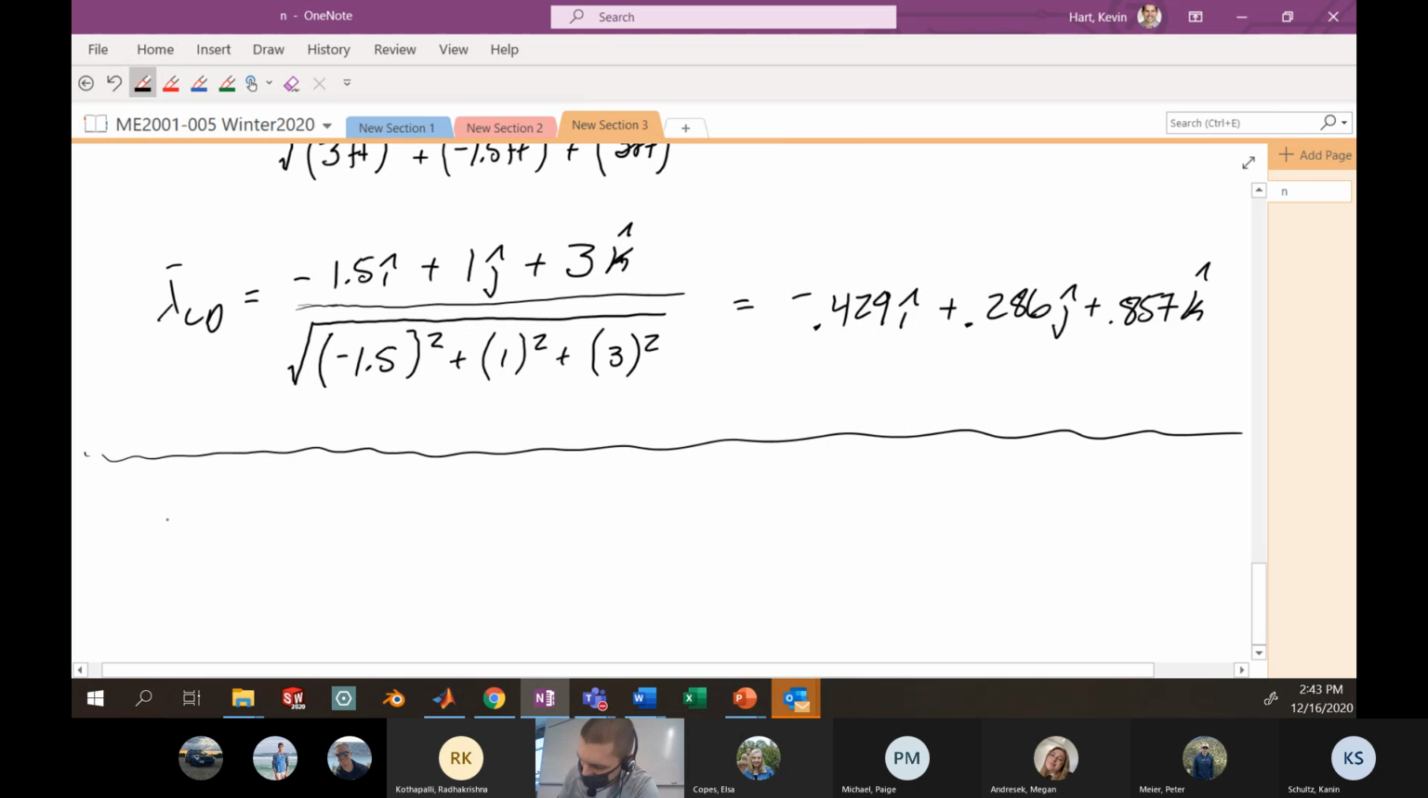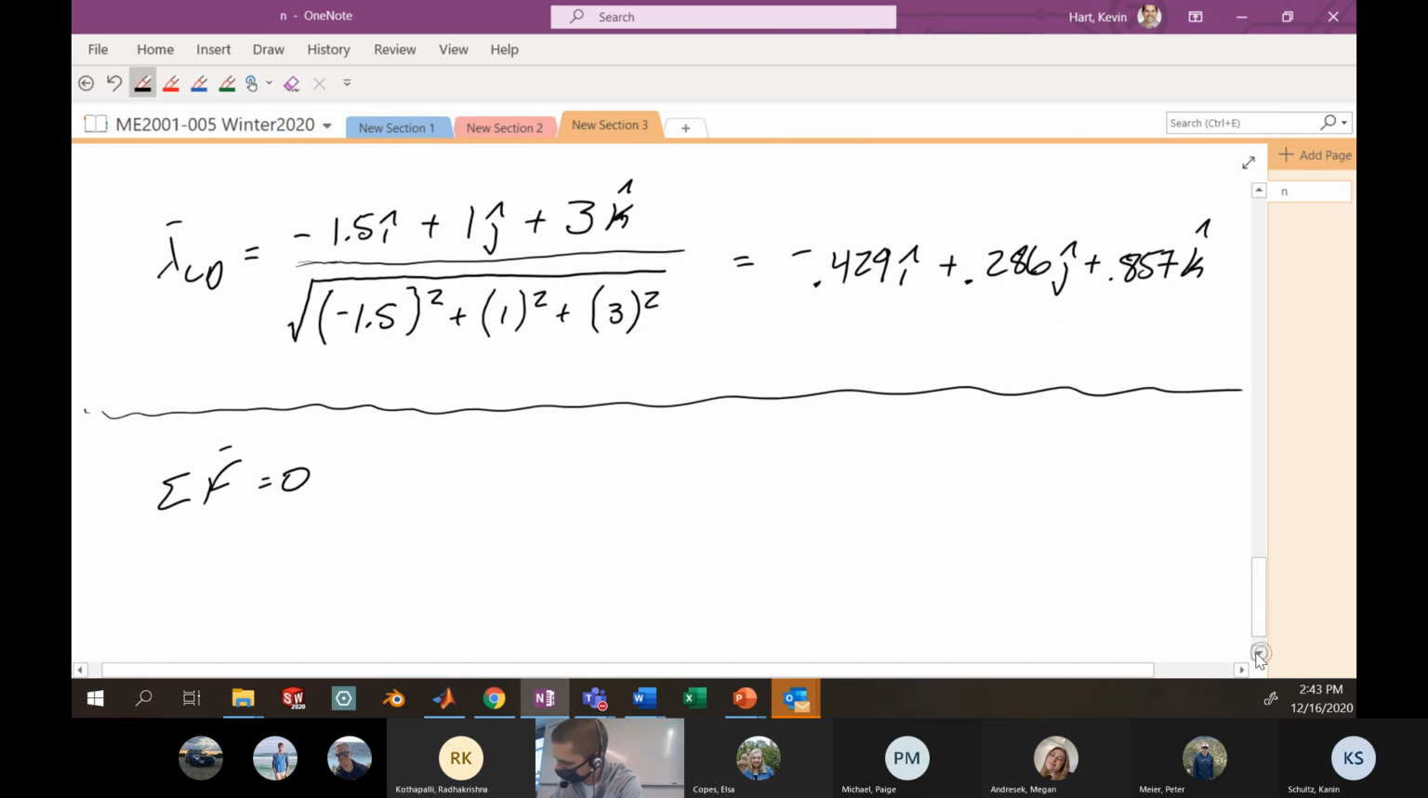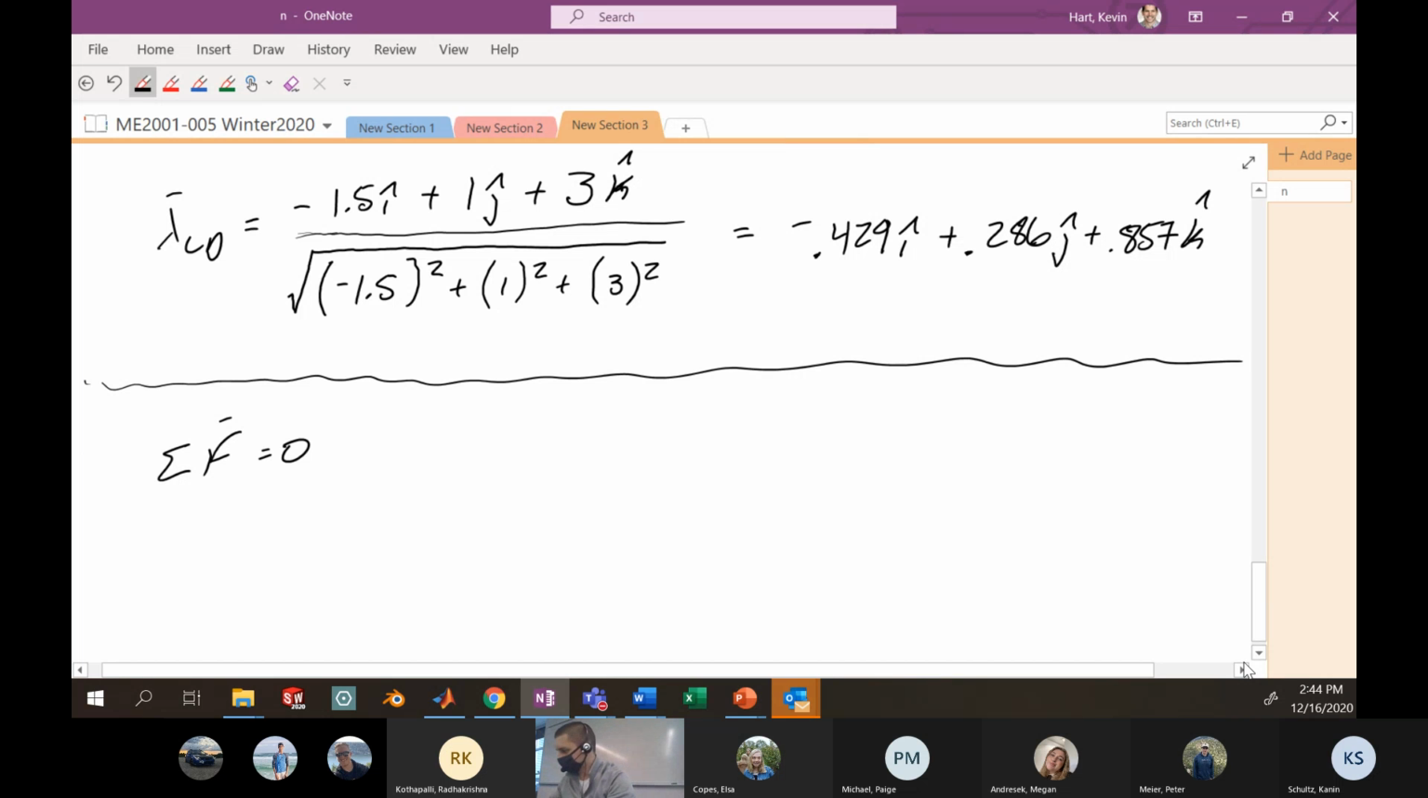Last thing we want to do, sum of the forces equals 0. So let's do that quickly. That would be something like FAD plus FBD plus FCD minus my weight, or I guess plus the weight, since we drew W in the negative direction. This is equal to 0. That's my general formula.